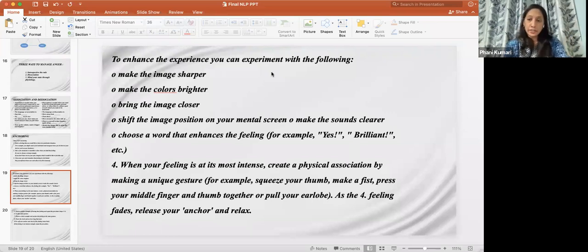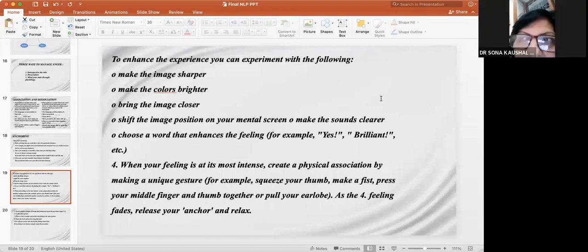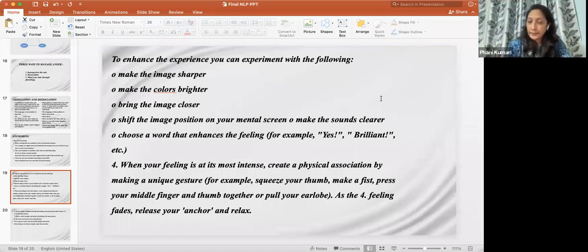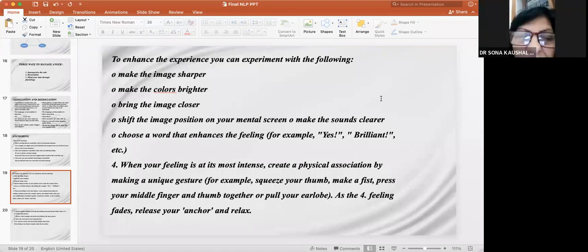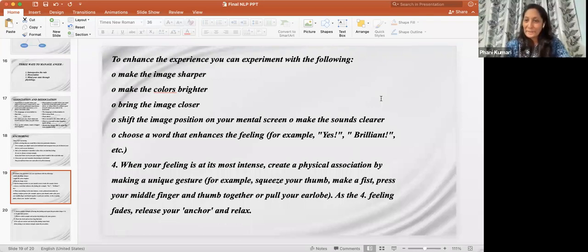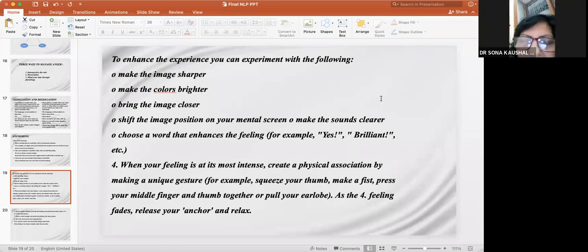Association and disassociation. Can I ask a question, ma'am? Yes, Dr. Sona Gupta. You explained about anchoring, ma'am. You said that whenever you think of your father, you put a finger on your chest. That was an anchor. But next time when you put your finger on your chest, I can't see you, ma'am. My video is on. Now I can see you. So whenever you put your finger on your chest, you'll again think of your father. Is this what you're trying to tell me?